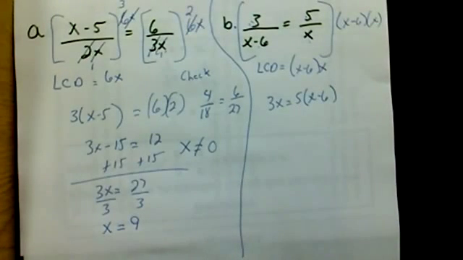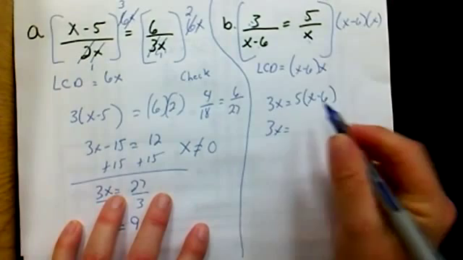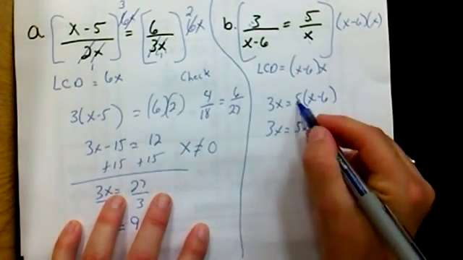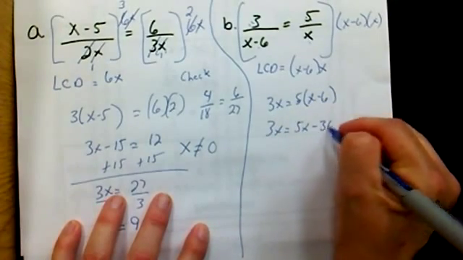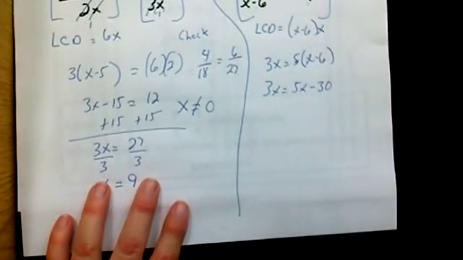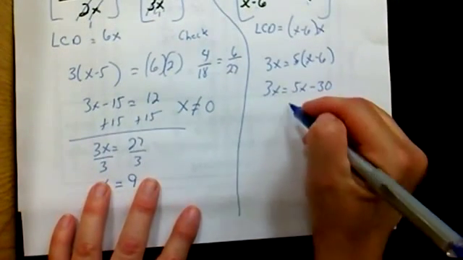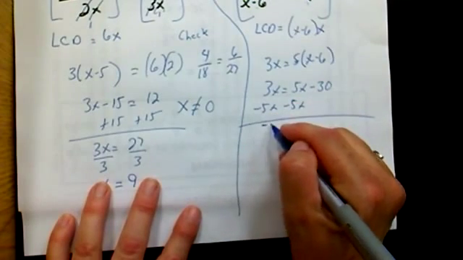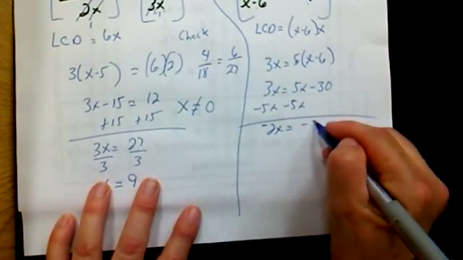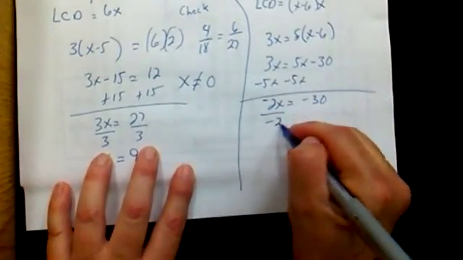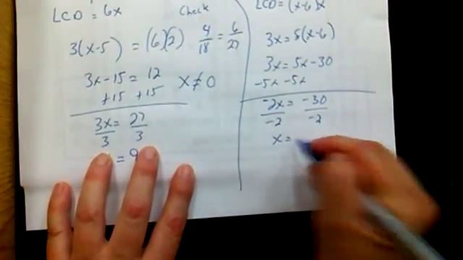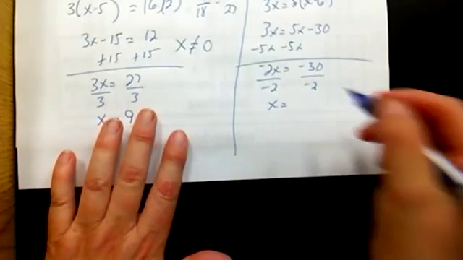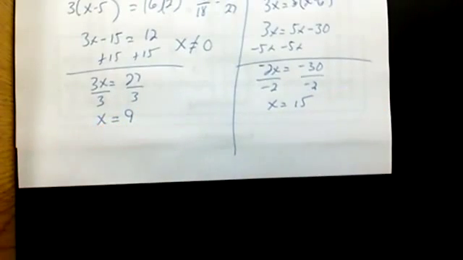We good there? Okay, so what do I get out of this? Well, I have 3x. 5 times x is 5x. 5 times 6 is minus 30. Get my x's all together. So I'm going to minus 5x. So I get a negative 2x is equal to a negative 30. Divide by negative 2. And I'm going to find out that x is equivalent to 15.